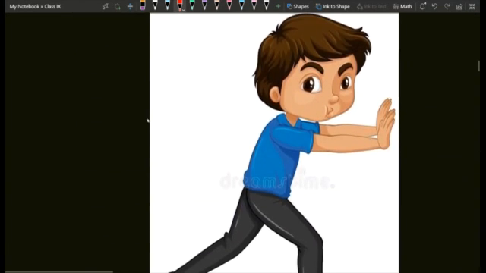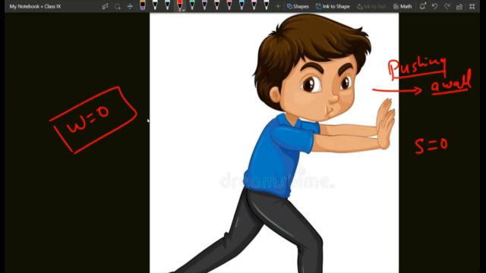Now, this is another case when someone pushes a wall, not moves a wall. Let's suppose this is a person who is pushing a wall. No matter for how much time you are pushing the wall, it is not going to move at all. That means the displacement is always 0 in this case. So here, work done is 0 because displacement is 0. Okay, so this is all about the three cases of work done. Thank you very much.